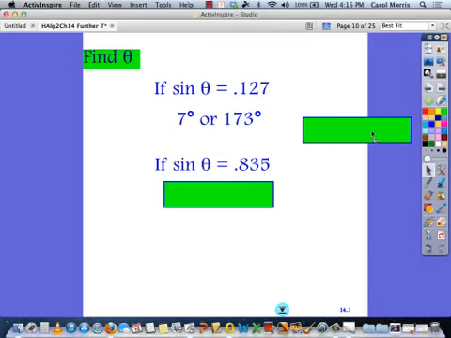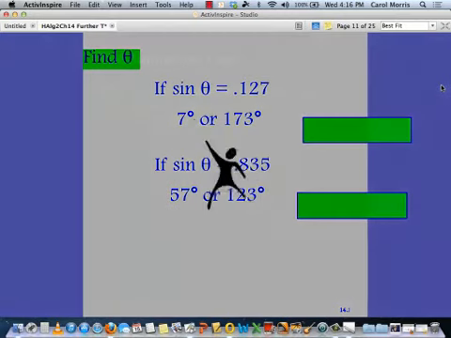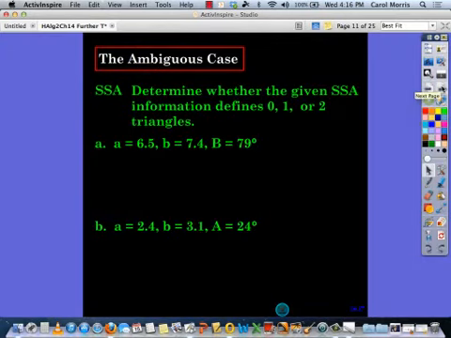There's two values. So the question will be, even on the next one, how do I know what triangle I have? How do I know how many triangles I have? And that's a question that we're looking at and expecting you to do. So let's pick one of these. Determine whether the given side-side angle information defines 0, 1, or 2 triangles. And it could be any one of those three. Until you do the math, you don't know.